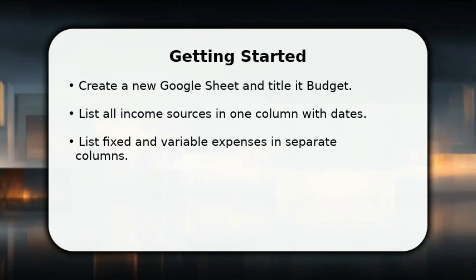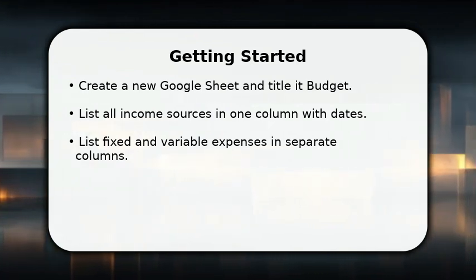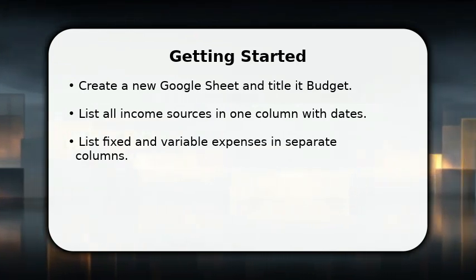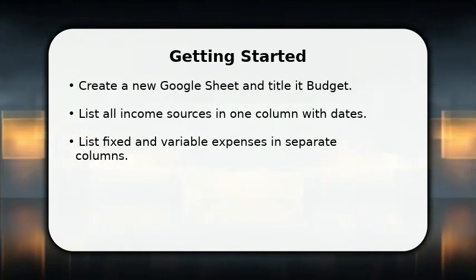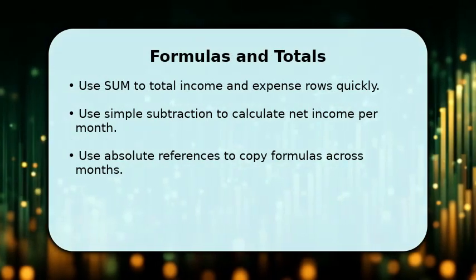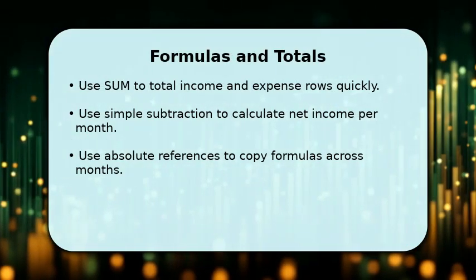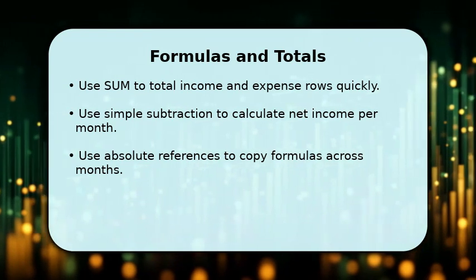Color code categories for quick scanning and freeze header rows so labels stay visible while you enter data. Review monthly variance and adjust budgets as needed. Begin by using SUM to add income and expenses, then subtract totals to show net income for the month.